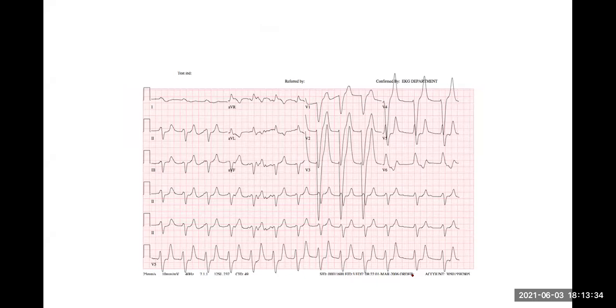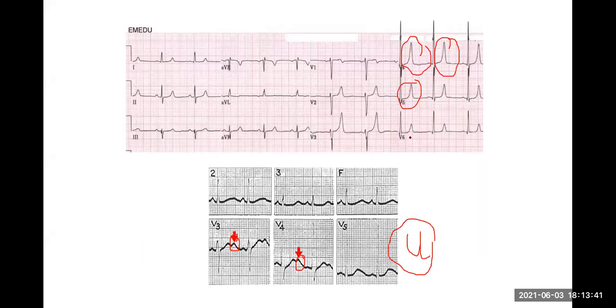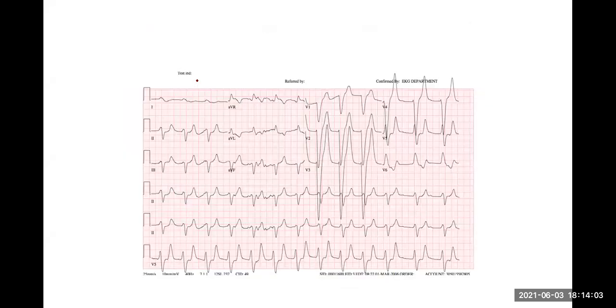Yes, Kavit. So, tall tented T waves only in some leads. It is best seen in the precordial leads. Even here it's tall. What do you mean by tall? It is half or above the R wave. So the height of the T wave is half or more than the R wave. That is what you define as a tall T wave.